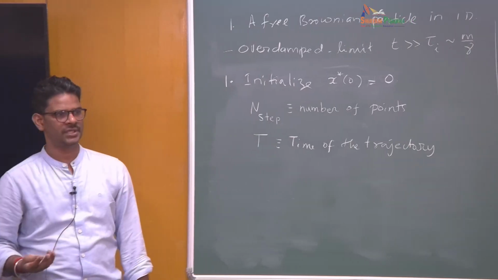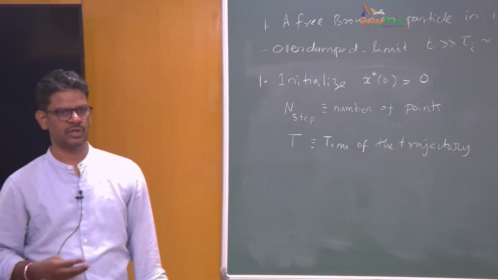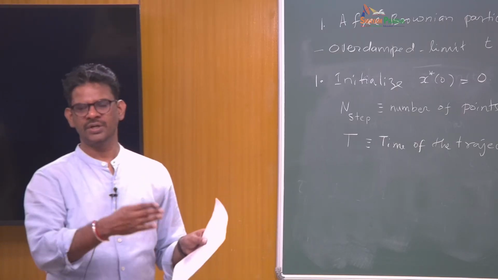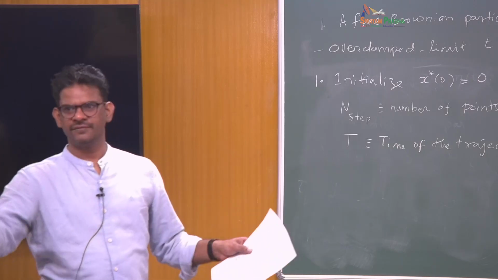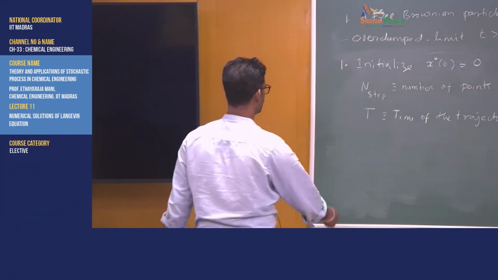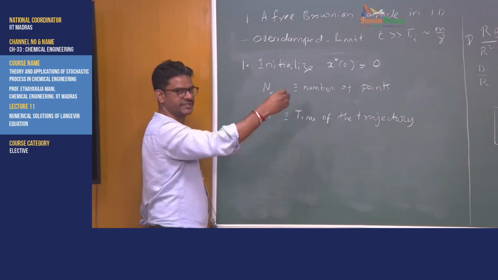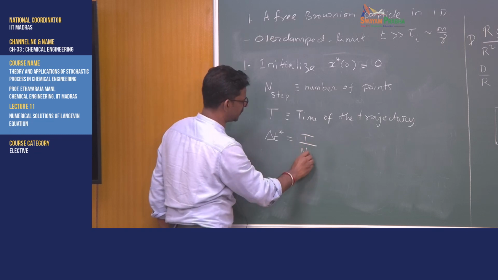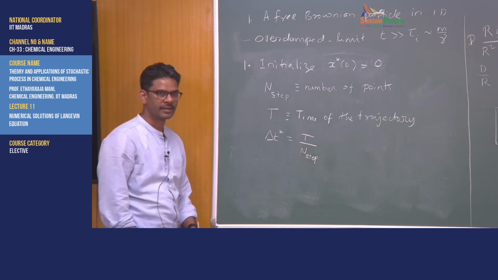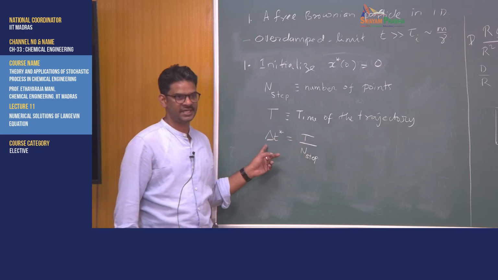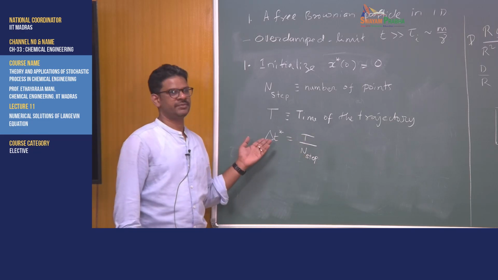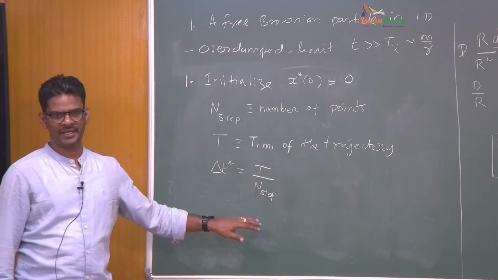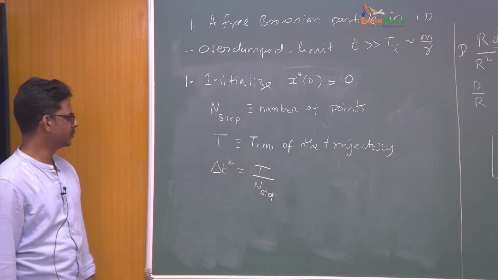Just like how we use the Runge-Kutta method or Euler method to solve a deterministic ODE problem, where you say how many time units you want to solve, what step size you want to choose and what the number of steps is, this is very similar. Once you have the total time you want and the number of data points in that time, you can choose your delta t star as t by n step. Either you choose t and n step and then decide delta t star, or you determine what delta t star you want, how small, and the total time you fix, and accordingly you choose n step. They are related in this way.